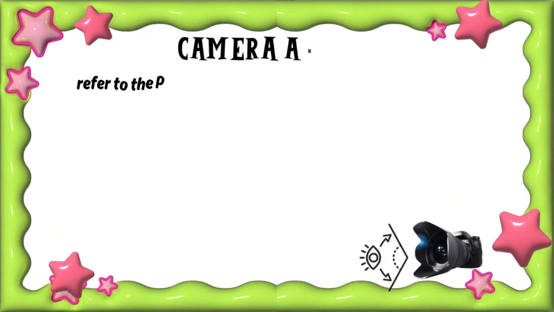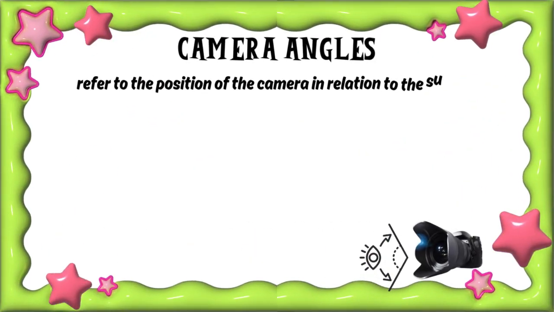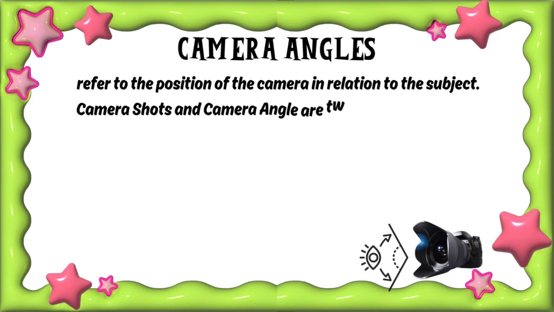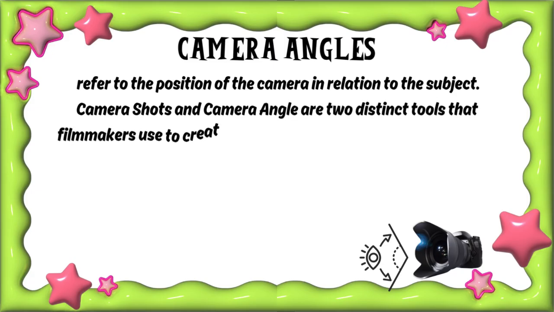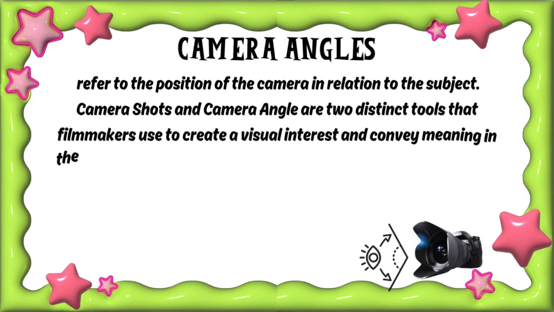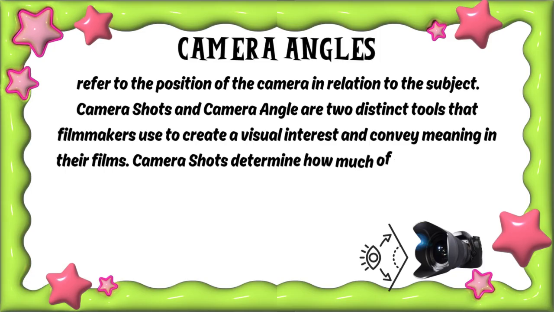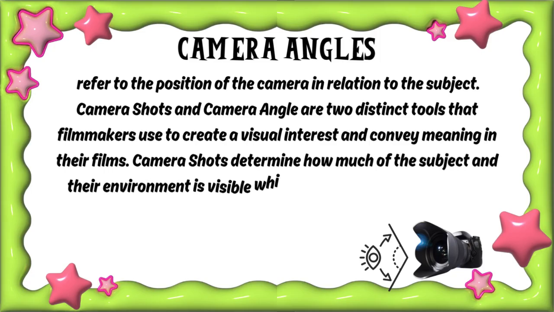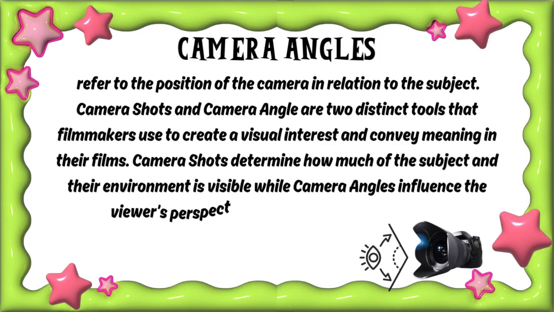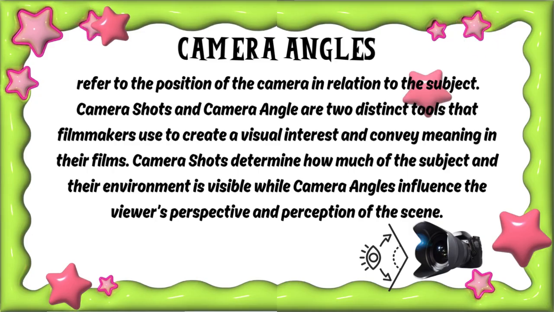Camera angles refer to the position of the camera in relation to the subject. Camera shots and camera angles are two distinct tools that filmmakers use to create visual interest and convey meaning in their films. Camera shots determine how much of the subject and their environment is visible, while camera angles influence the viewer's perspective and perception of the scene.